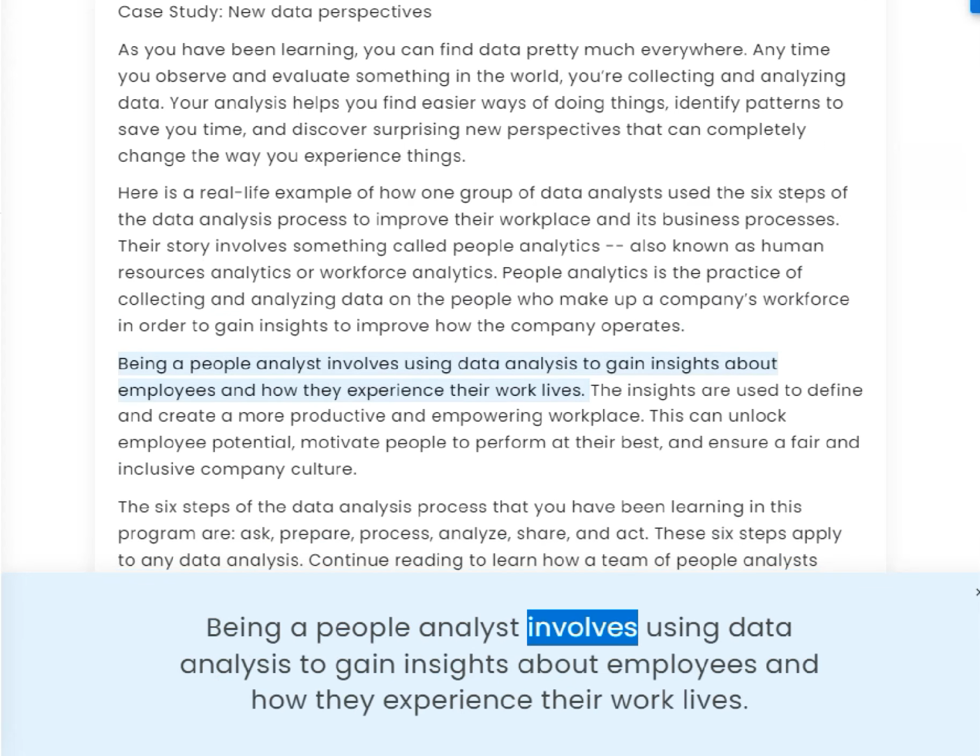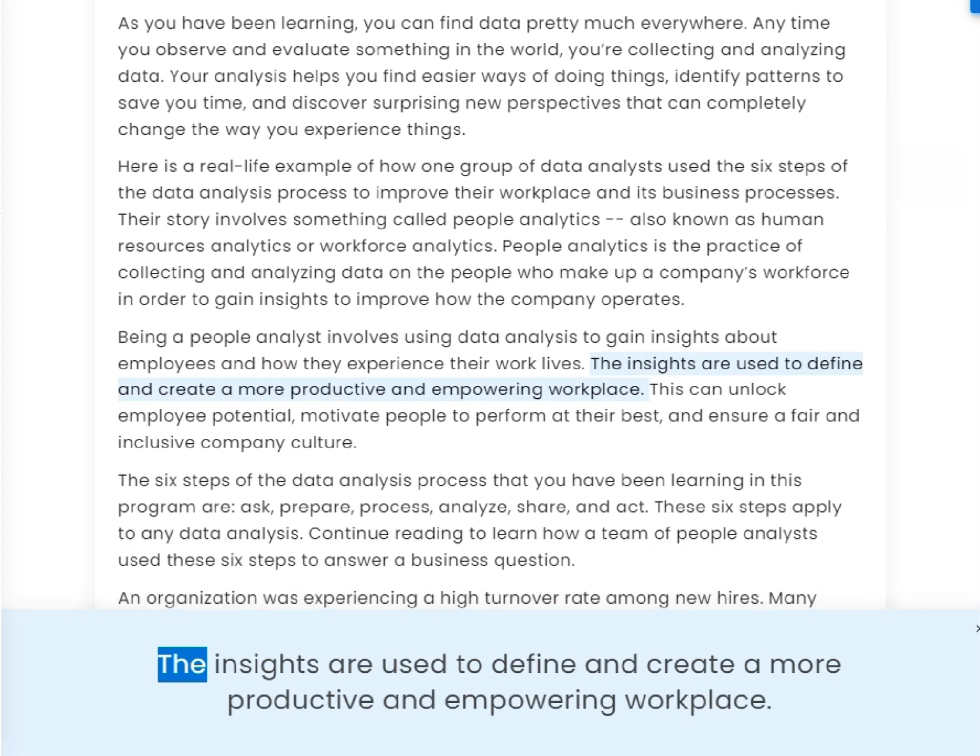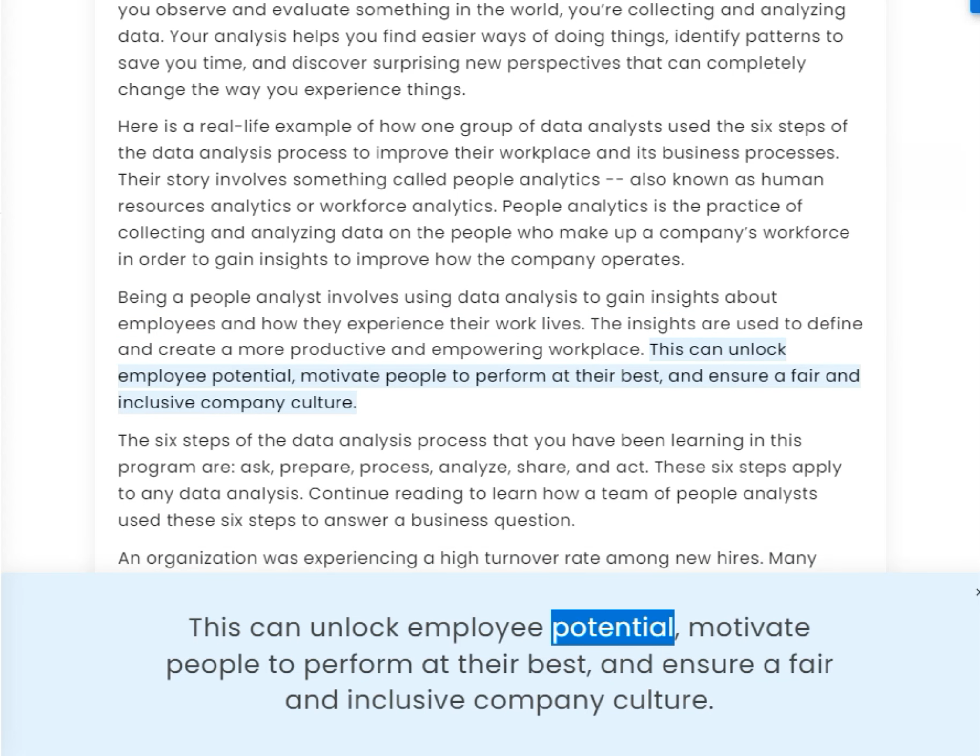Being a people analyst involves using data analysis to gain insights about employees and how they experience their work lives. The insights are used to define and create a more productive and empowering workplace. This can unlock employee potential, motivate people to perform at their best, and ensure a fair and inclusive company culture.